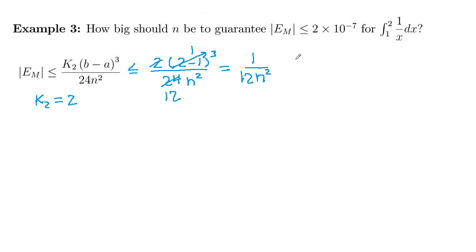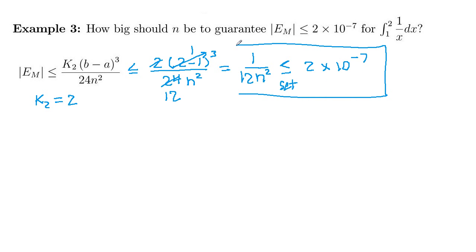And then we set that less than or equal to our error, which is 2 times 10 to the negative 7. Okay, so we set that, and now solve this inequality for n. So we found this overestimate for the error based on number of rectangles, set that less than our tolerance, and then we want to solve for n. First of all, we can multiply both sides by 12n squared. Let's go 2 times 10 to the negative 7. So it's multiplied by 12n squared on both sides.